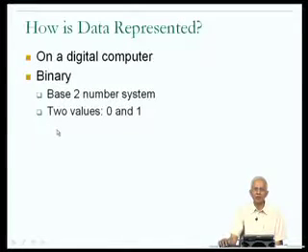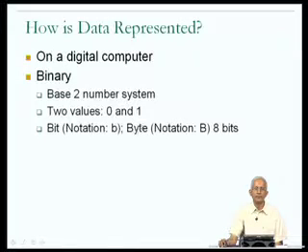So digital computers are, for the most part, built to use a base 2 number system in which there are only two possible values: 0 and 1. The notation that we will use is that we will refer to any one binary value as a bit. Bit stands for binary digit. Just as in the decimal world there are 10 possible digits, 0 through 9, in the binary world there are 2 possible digits, 0 and 1.